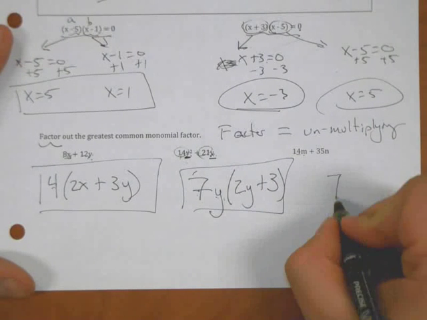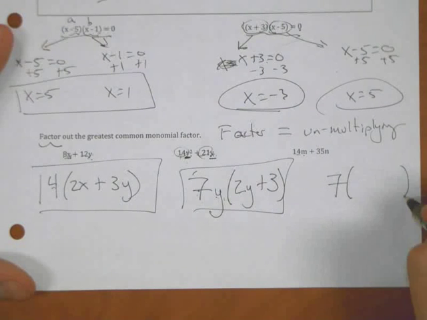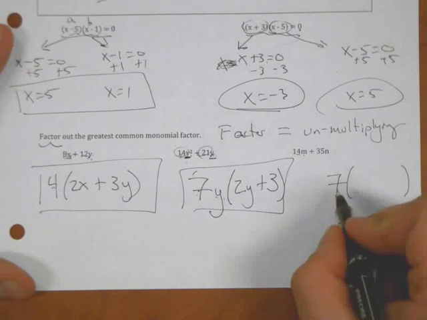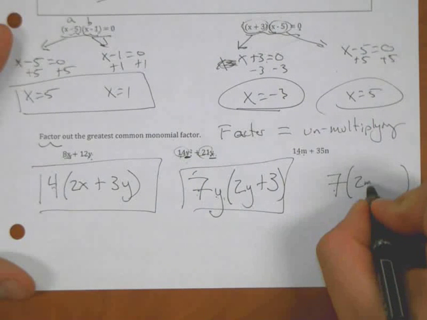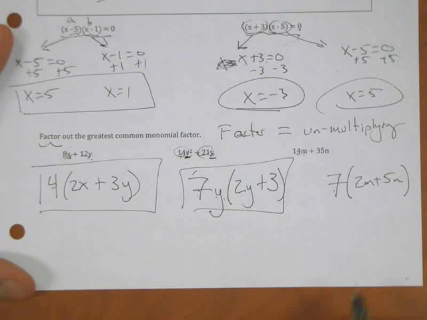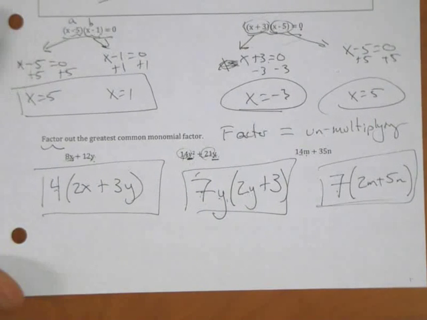Similar game, 14m plus 35n. I think 7's in common again. And there's no variables in common, so they're not the same. So 7 times what's 14m? It's 2m. 7 times what's 35n? 5n.